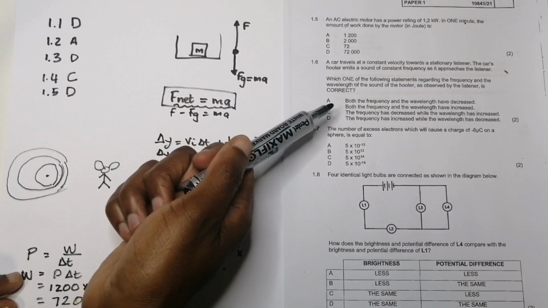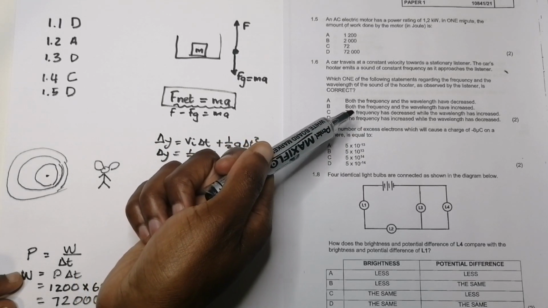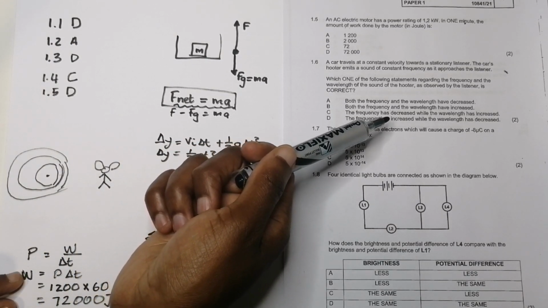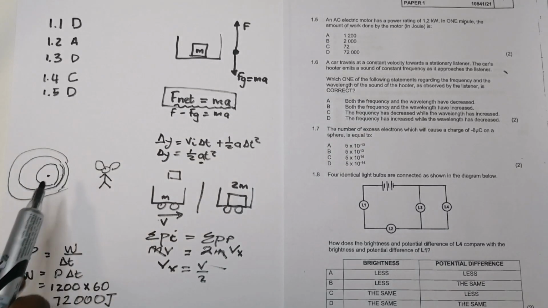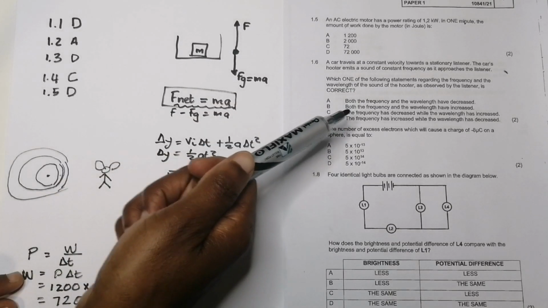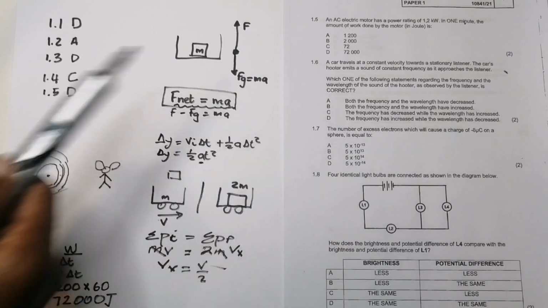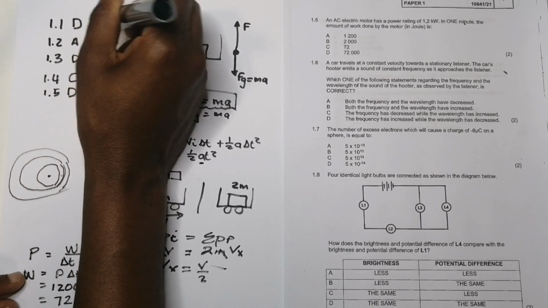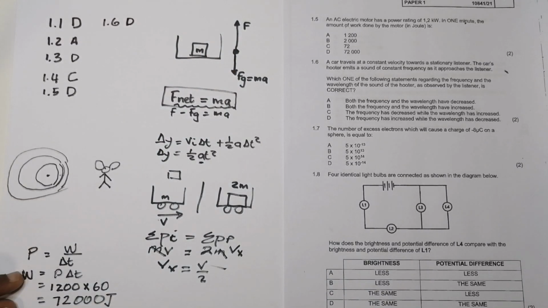Okay, let's look at our options. They say both frequency and wavelength are decreased. That's not true. Both the frequency and the wavelength have increased. Nope. The frequency has decreased. So remember, we said our wavelength is smaller, right? So this one should be the frequency has increased while the wavelength has decreased. I would go with D once again. Let me just write it over there. So 1.6, the correct answer should be D, right?